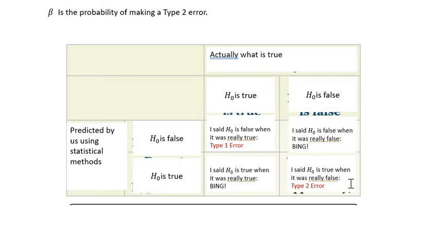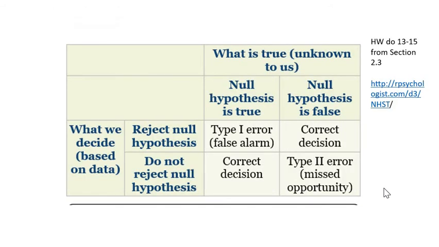Beta is the probability of making a type 2 error. You also want that to be low. We don't use beta, we use 1 minus beta. It's called statistical power. So you want 1 minus beta to be high. What we usually accept is 0.8 for 1 minus beta, a power of 0.8. I pulled this from a table that I got from a book.